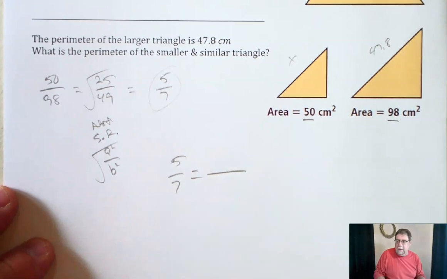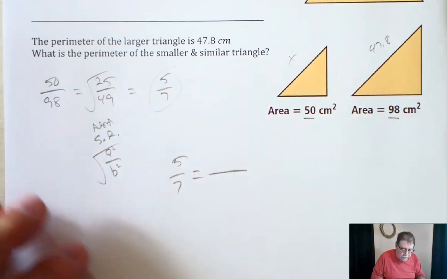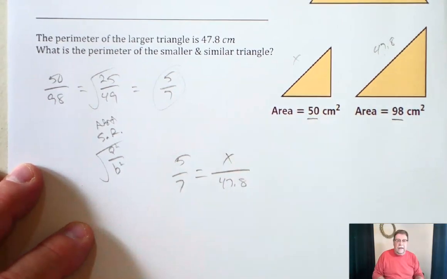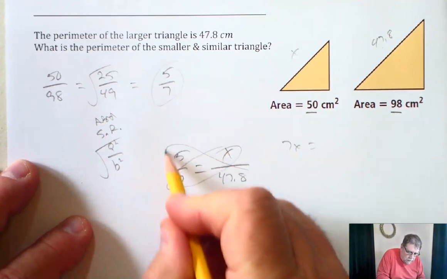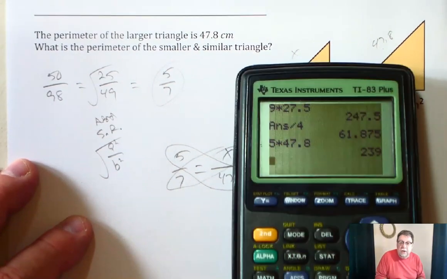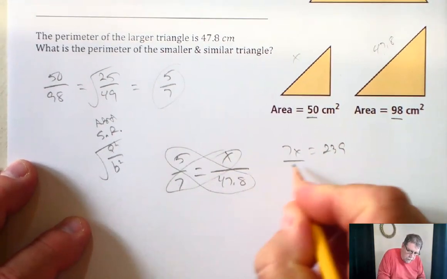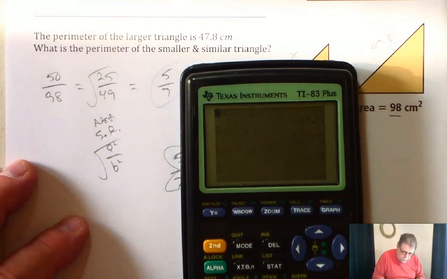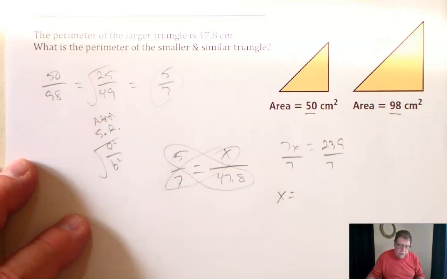I'll write it down here, and this is the one I will set up my cross multiplication problem with. Now, I know the perimeter of the larger shape, so the 47.8 has to go down here with the larger shape, and my unknown value x is going to be this one. Let's cross multiply. That's 7x equals 5 times 47.8, which is 239. Then we'll divide by 7, and x is 239 divided by 7, which gives me 34.14.